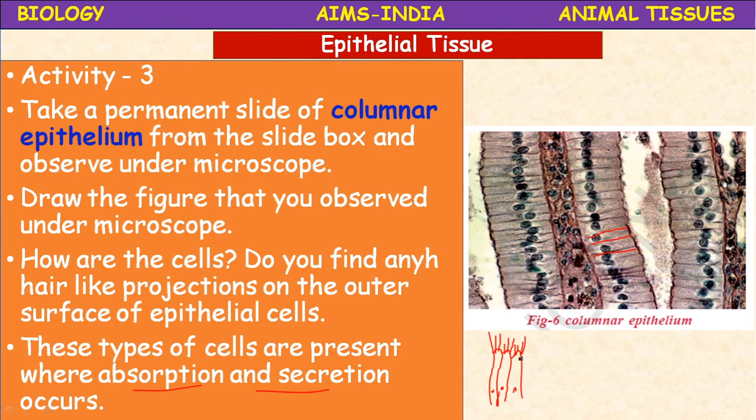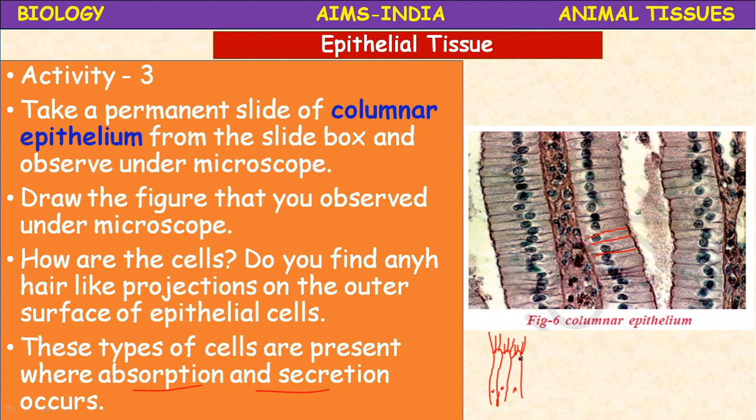Here you see hair-like projections on the outer surface of the epithelial cells. You can see in the image how the cells in the columnar epithelium are tall and slender, with the nucleus at the base of the cell. Such a type of arrangement in the epithelial tissue is called columnar epithelium.